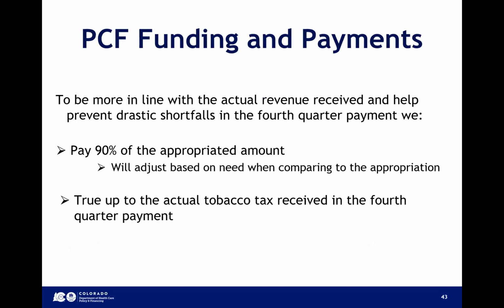We will continue to pay 90% of the appropriated amounts during the first 3 quarters. We do this to be more in line with the actual revenue received and to also help prevent that drastic shortfall in the 4th quarter payments. We will adjust based on need when comparing to the appropriation. And then we true up to the actual tobacco tax received in the fourth quarter payments.